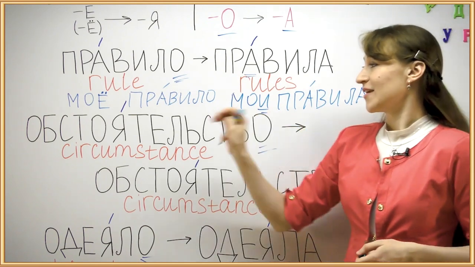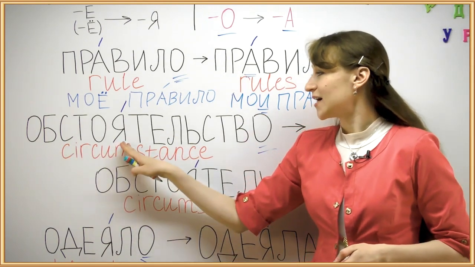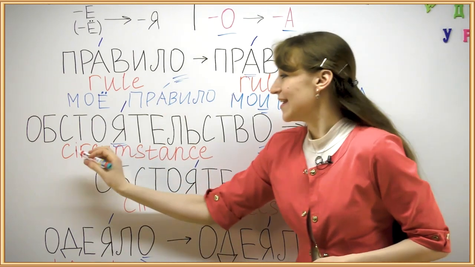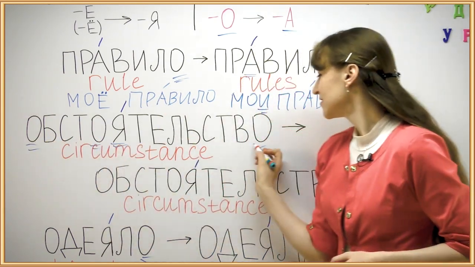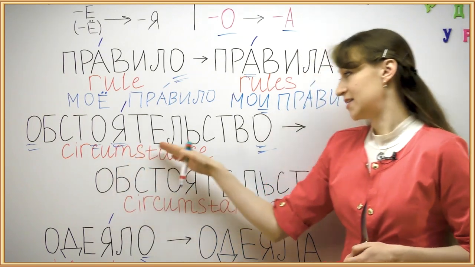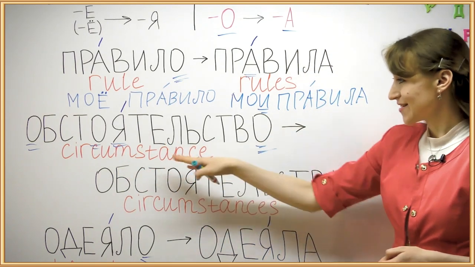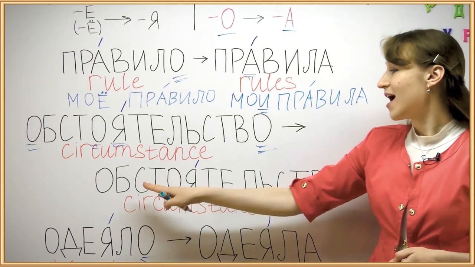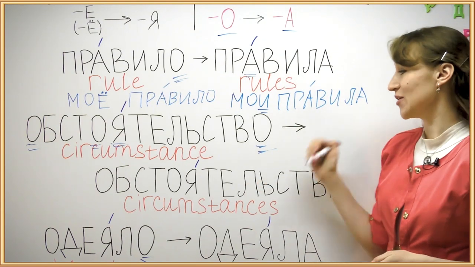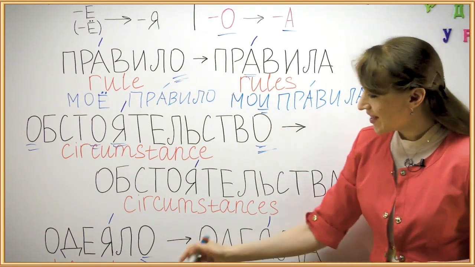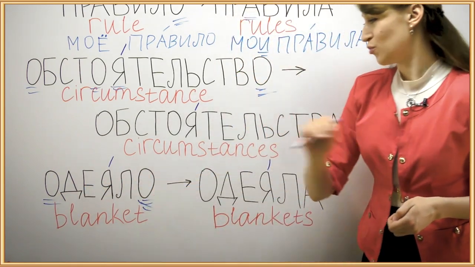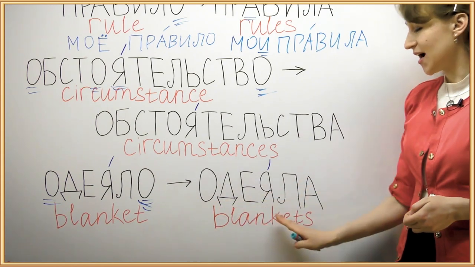Обстоятельства. One more time. Обстоятельства. So here we have emphasis on ya. That is why all the three O's are unstressed. So we will say it like this. Обстоятельства. Okay? And in the plural form, circumstances. Обстоятельства. Again, almost the same. But you already know how to identify which is which. And the last word. Одеяло. Same thing. Unstressed O. And one more unstressed O. And одеяло. Plural.